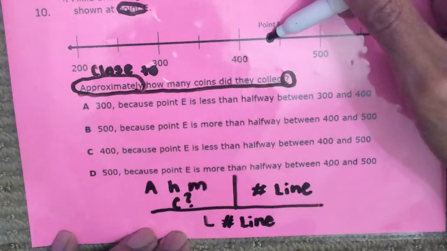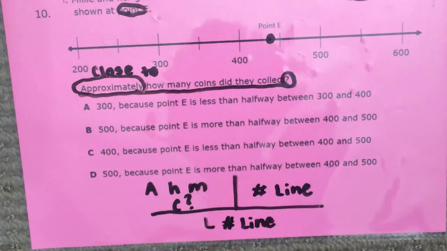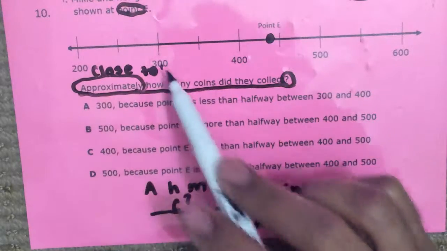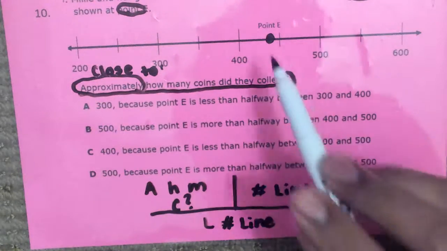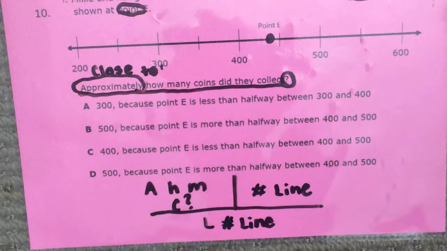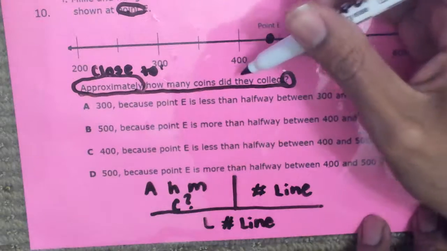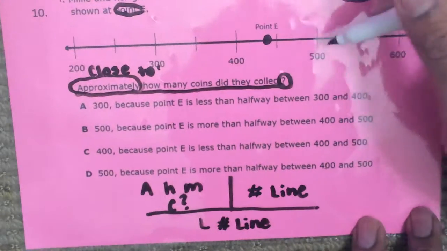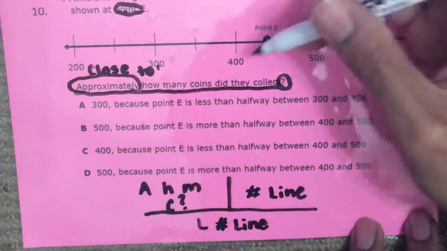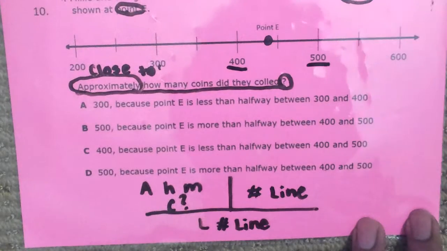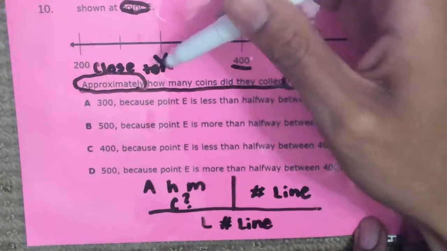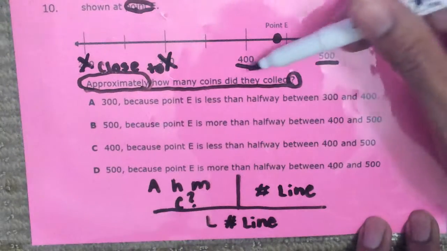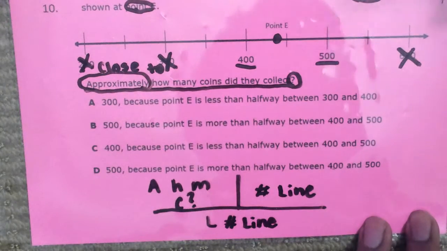So if this is point E, let's go ahead and figure out which group of 100, since these all have hundreds, this point is close to. Well, with my eye, I can see that it's somewhere between 400 and 500. So let's cross off the 600, let's cross off the 300 and the 200. I'm only going to be focusing here.